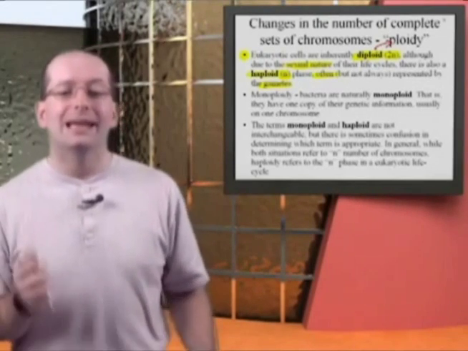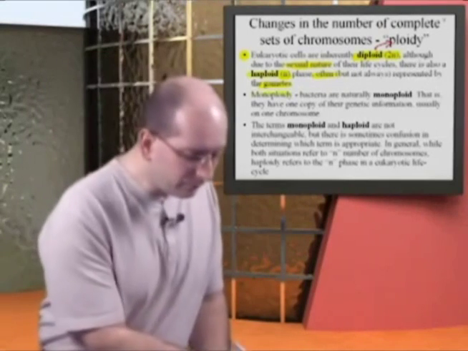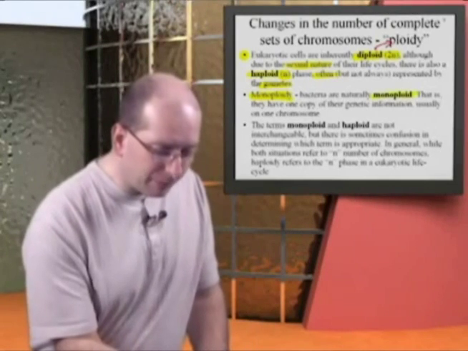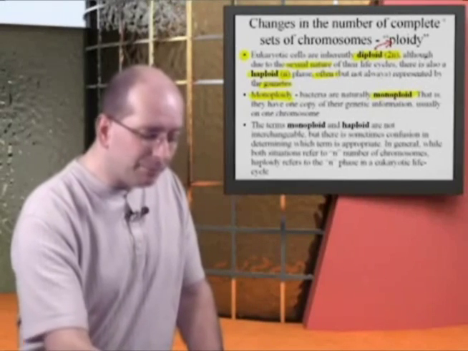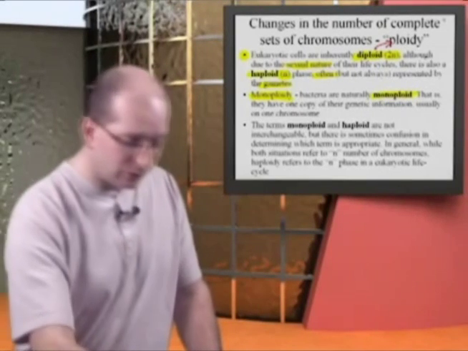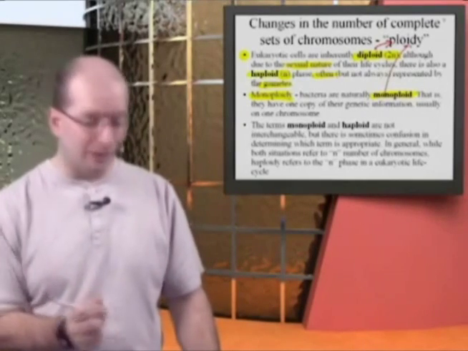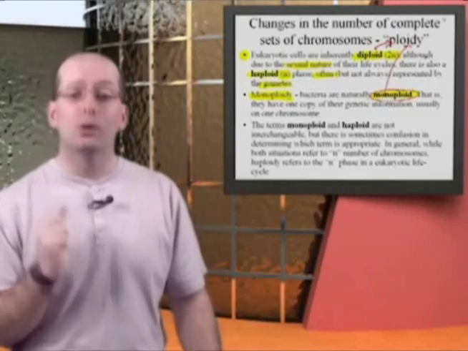All right? Now, another term that often gets confused with haploid is monoploidy. Bacteria, for example, are naturally monoploid. And you guys can tell if diploid means two sets, monoploid means one set, right? Now, does that mean monoploidy and haploidy are the same? Well, we'll see in a second.